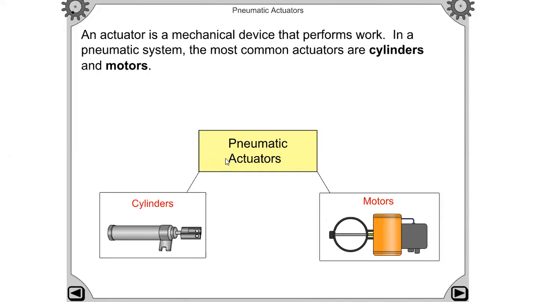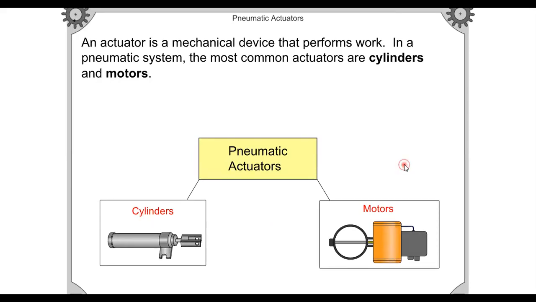In addition to cylinders and motors, we have the third type, that is the limited rotation motor. We can call it a limited rotation motor or semi-rotary actuator. Normally there are three types, but generally we use only two types in the industries. They are cylinders and motors.